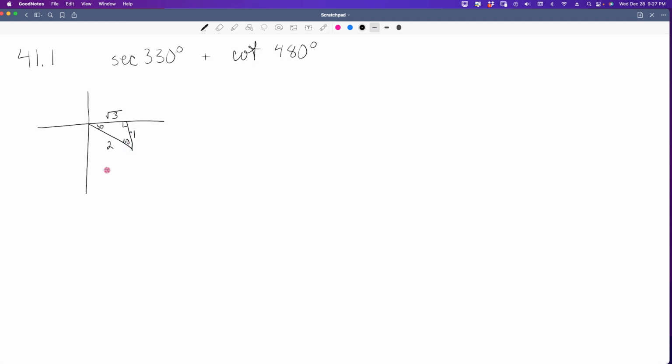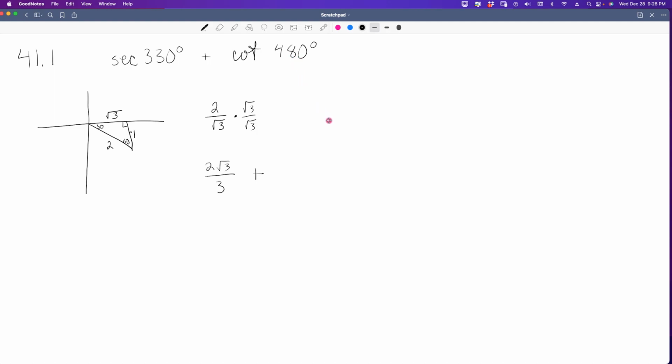Right? Now, this is where we remember what secant means. Secant means hypotenuse over adjacent. So that's going to be 2 over the adjacent, which is the square root of 3. So 2 over the square root of 3, and we want to normalize that. So square root of 3 over square root of 3, we're going to multiply that. And then that's going to give us 2 times the square root of 3 over 3 for this first degree here, plus. Now let's worry about the cotangent of 480.